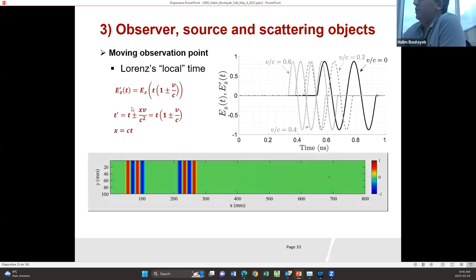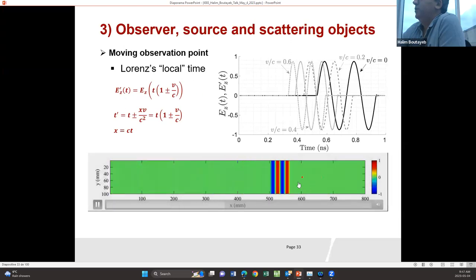So let's consider now the moving observation point. It should have a T here for Lorentz. So here we have a moving observer.